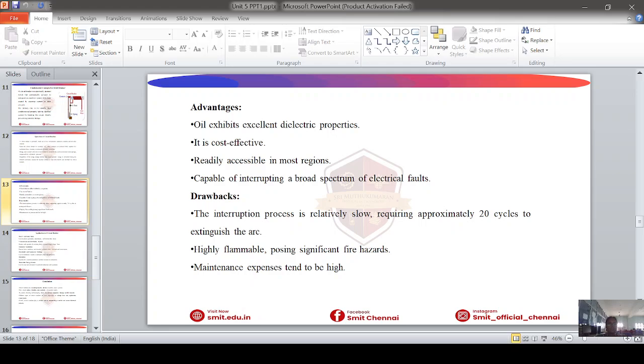Advantages and disadvantages of oil circuit breaker. The advantages of oil circuit breaker: oil exhibits excellent dielectric properties. It is cost effective and readily accessible in most regions. It is capable of interrupting a broad spectrum of electrical faults. Disadvantages are slow operation, fire hazard, and high maintenance.